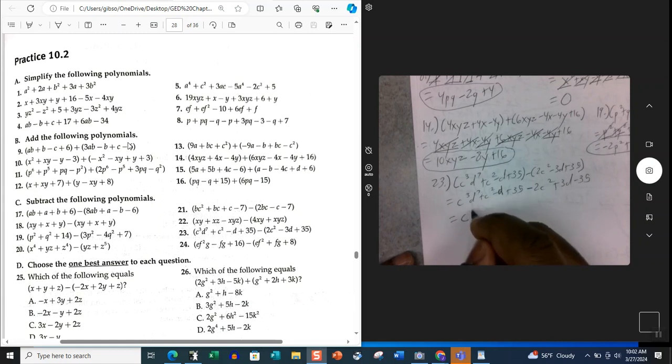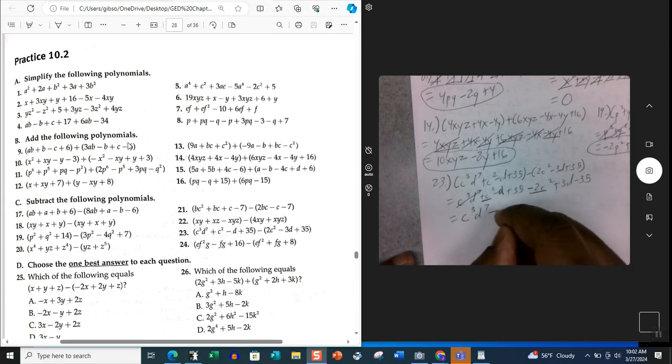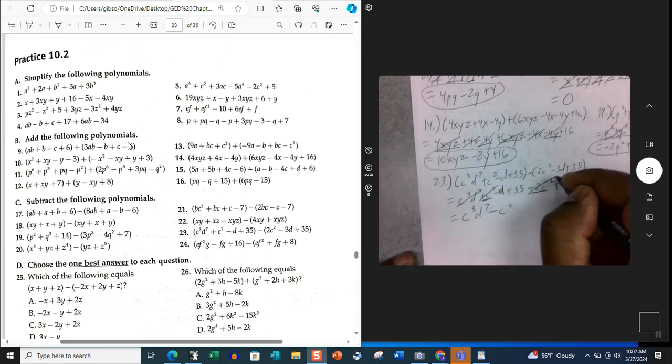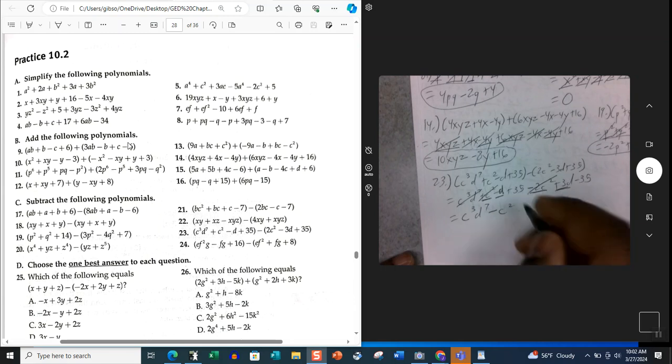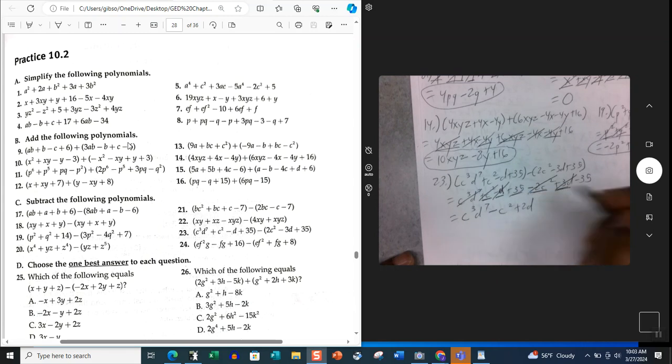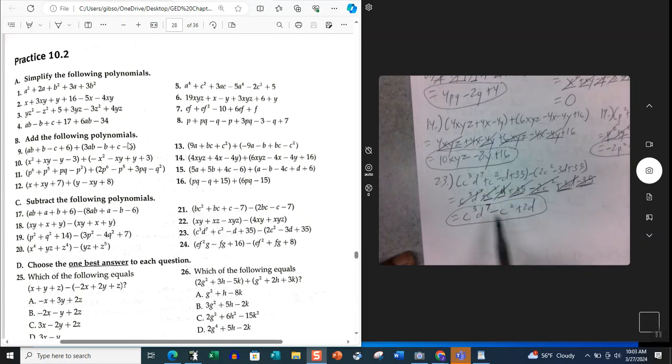Now, there's only one c to the 3rd power d to the 7th. There's nothing that it can combine with. Now we have c squared minus 2c squared, which is a minus c squared. Now we add negative d plus 3d, which would be a positive 2d. 35 minus 35 simplifies out to 0. So this right here would be your answer. It would be c to the 3rd, d to the 7th minus c squared plus 2d.